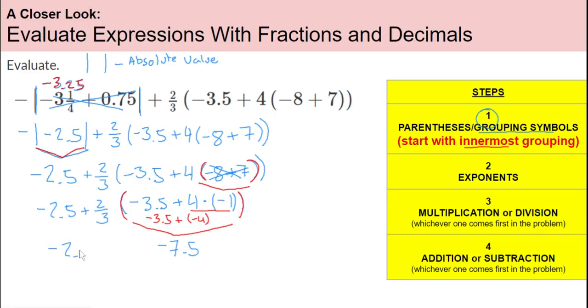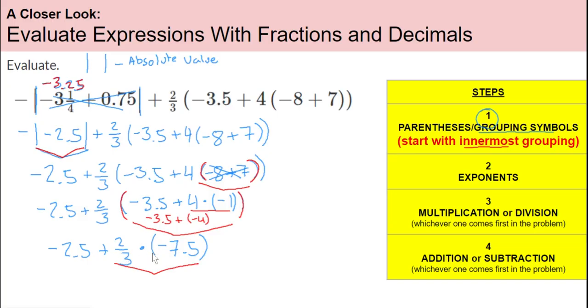We have negative 2.5 plus 2/3. What symbol is in between 2/3 and negative 7.5? The times. Let me put that in parentheses, keep that safe. All right, what are you going to do next? If you said multiplication, absolutely, you have to do that next. 2/3 times negative 7.5.